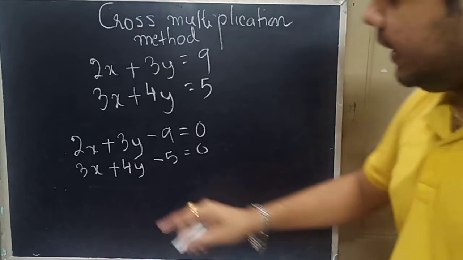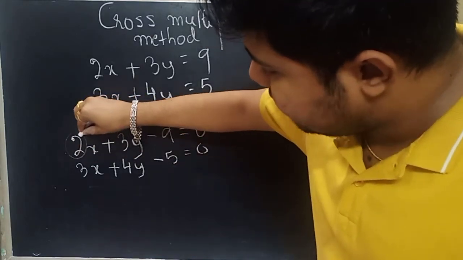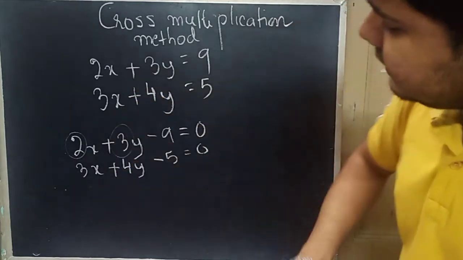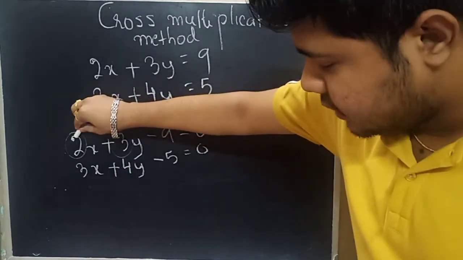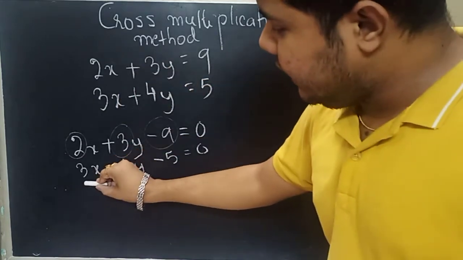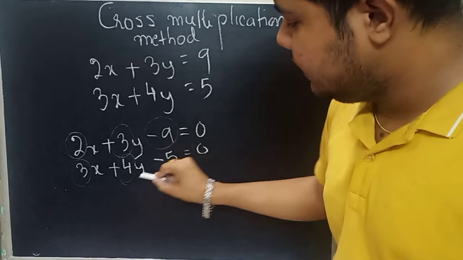So what are we going to get? This value stands for a1. This is the value of a2. Sorry, this is a1. This is b1, this is c1. This is a2, this is b2, this is c2.